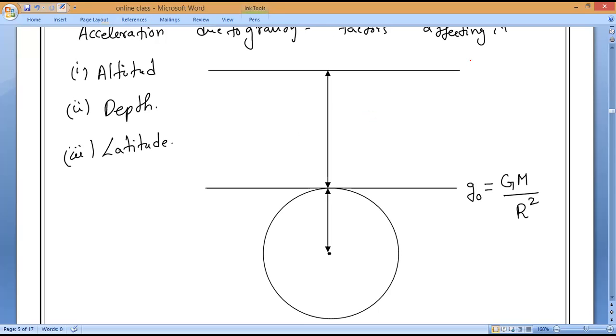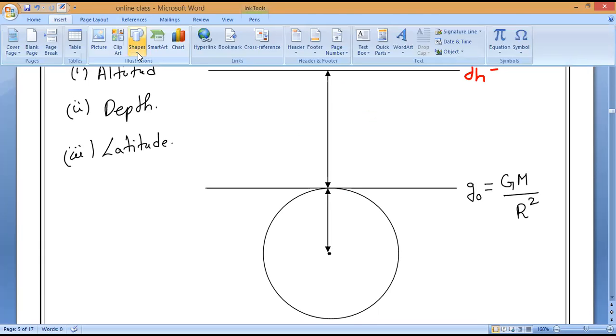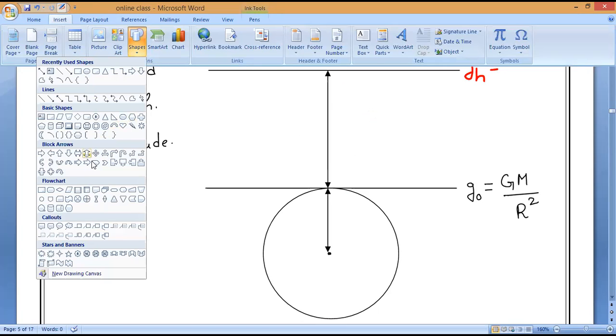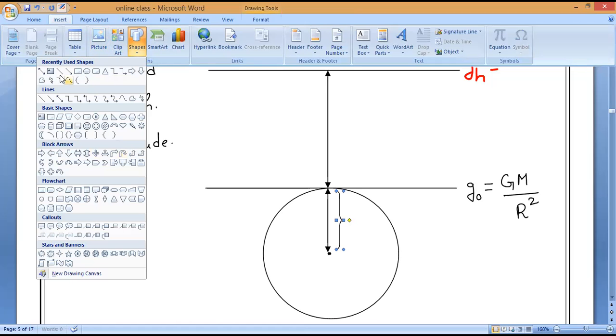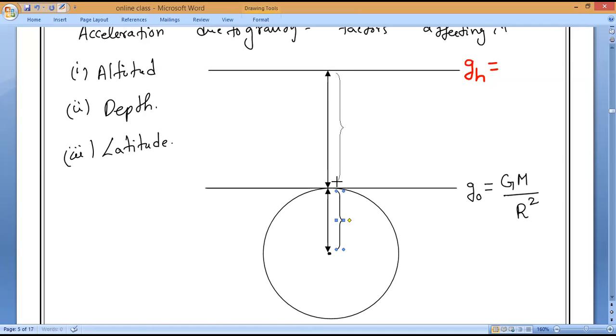So at that height, what is the formula for my g value? The total height also has to be added. The formula is capital G into capital M divided by R plus h the whole square. Here R is the radius of the earth, and h is the height which I traveled above the ground.